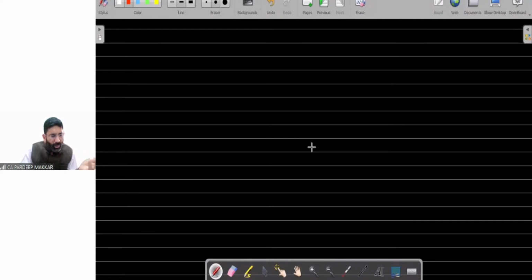Closing stock coming back to trial balance. Exactly, beta.